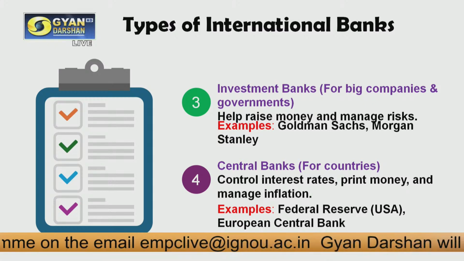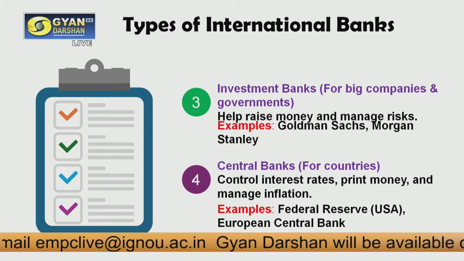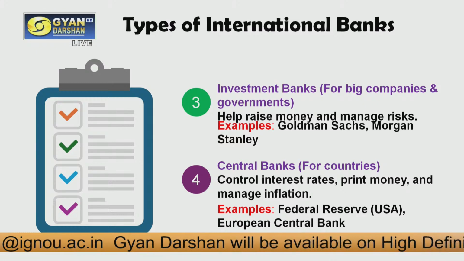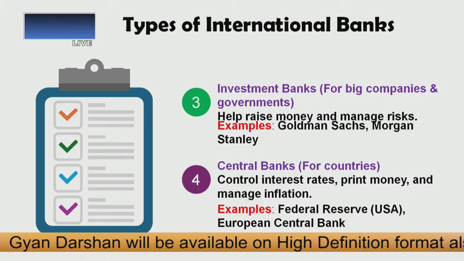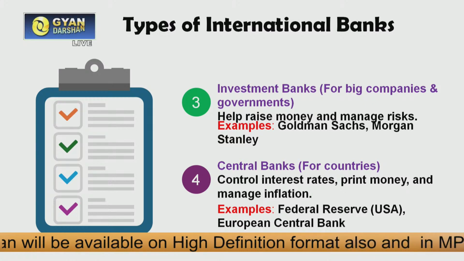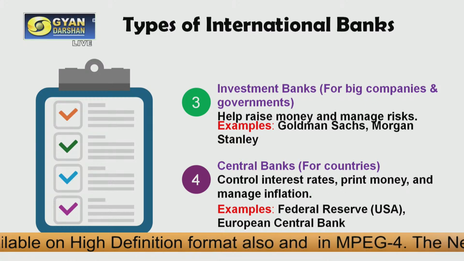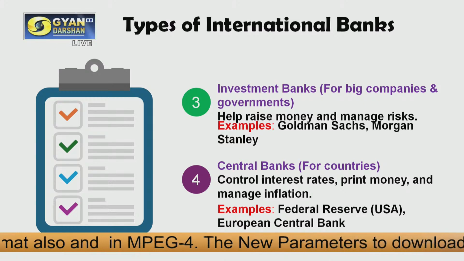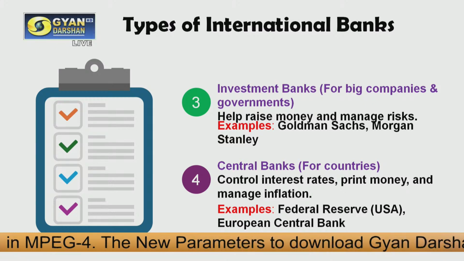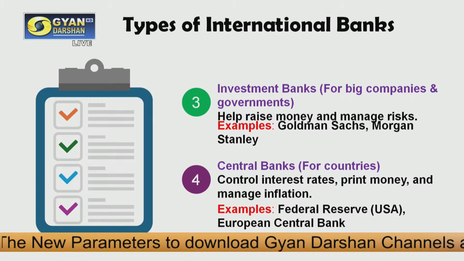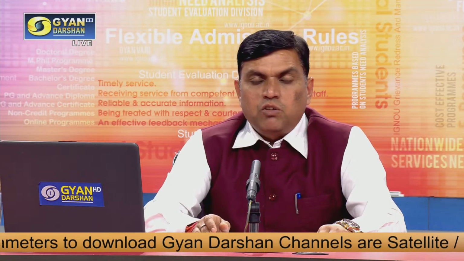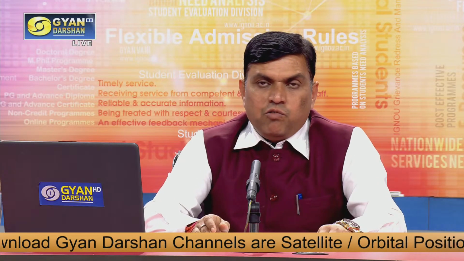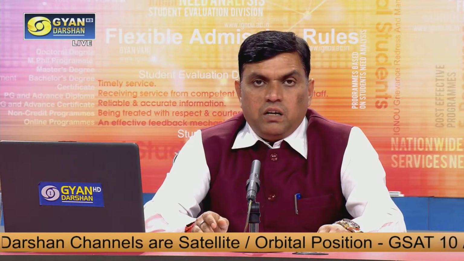The fourth one is central banks, a few of which also operate in other countries. They operate for the countries. Like for India, it is the Reserve Bank of India. They control interest rates, print money, and manage inflation. Their job is to maintain balanced growth in the economy. For example, there is the Central Bank of USA, also known as the Federal Reserve. For India, it is the Reserve Bank of India, and there is also the European Central Bank.